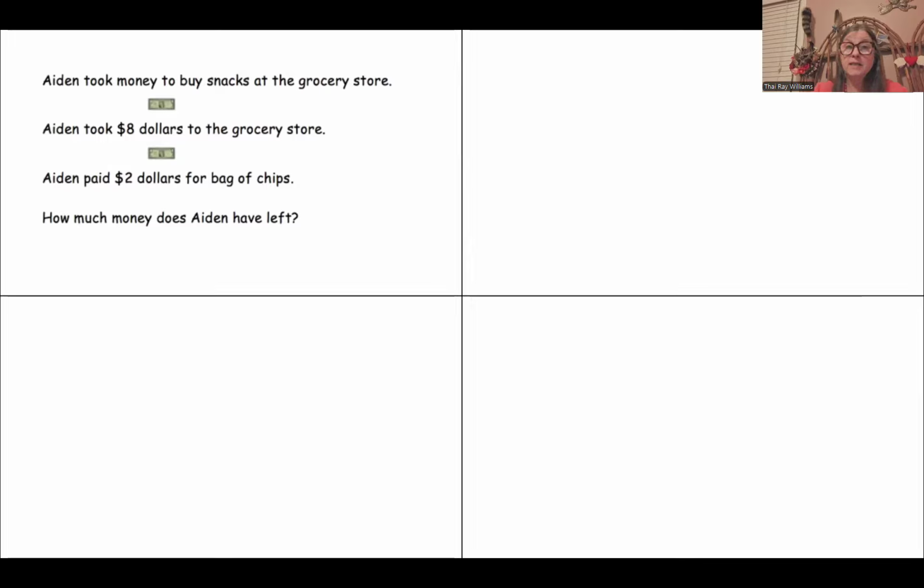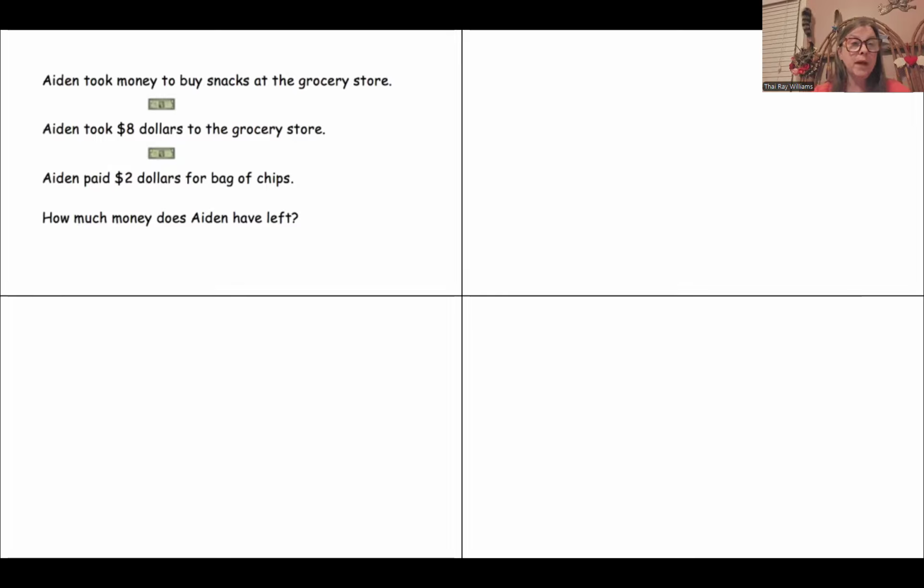Aiden took money to buy snacks at the grocery store. Aiden took $8 to the grocery store. Aiden paid $2 for a bag of chips. How much money does Aiden have left? So go ahead and stop the video and determine what type of word problem this is, and then come back and you can compare to what we find out as a whole when we look at the structure, okay? See you in just a minute.